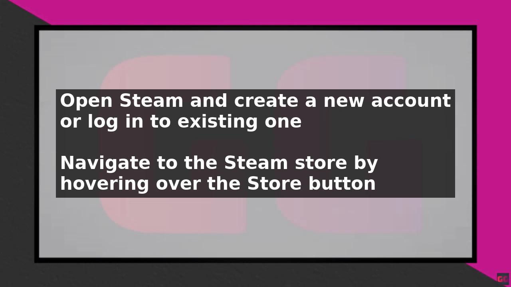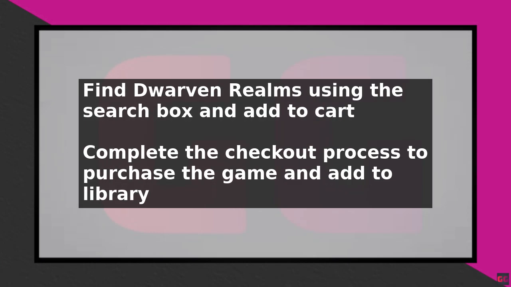After logging in, navigate to the Steam store by hovering over the Store button and selecting Featured. From there, use the search box to find Dwarven Realms, and select the game from the search results. Click Add to Cart and then View Cart to proceed to the payment process. Choose a payment method and complete the checkout process to purchase the game.